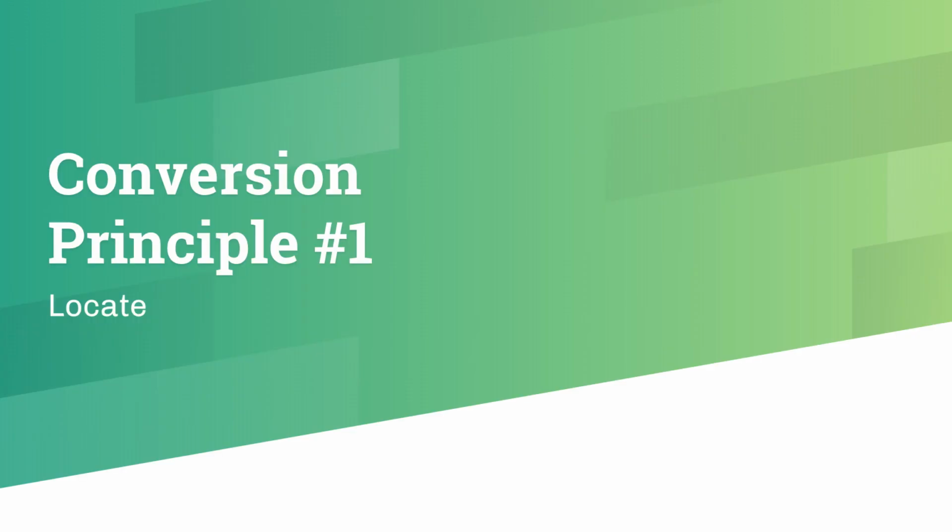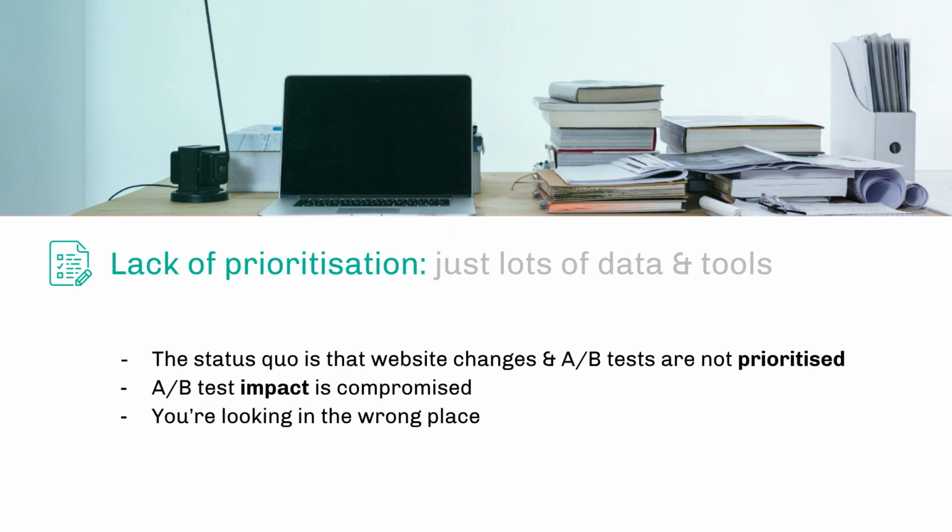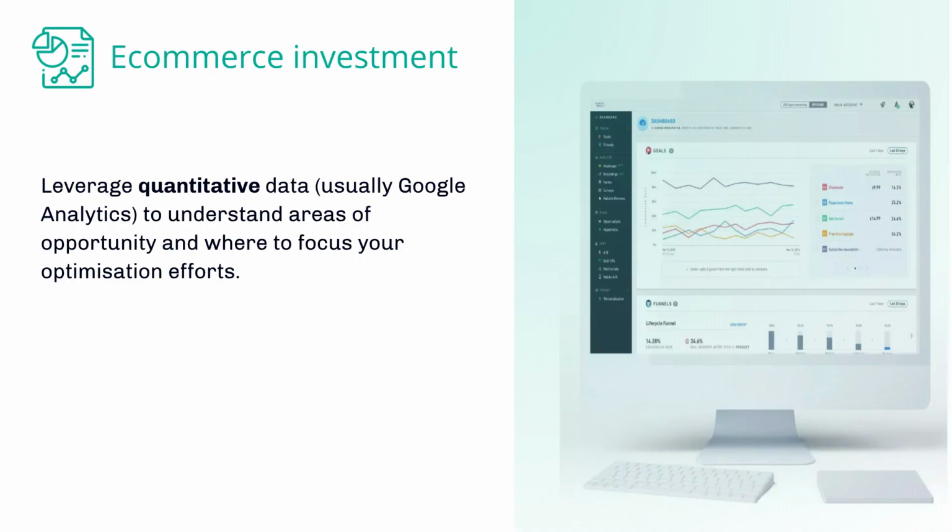So the first principle is locate. This is to do with prioritization, and the status quo is there's a lack of prioritization. Everyone's got access to the data and the tools, but they're not really using them. What that means is sometimes they're making changes on the website, and sometimes they're running A/B tests on the website, but they're not prioritizing those changes. So that means A/B testing impact is compromised because you might be looking in the wrong place. You're spinning your wheels. You're not optimizing in places that are going to make the most amount of money in the shortest amount of time.